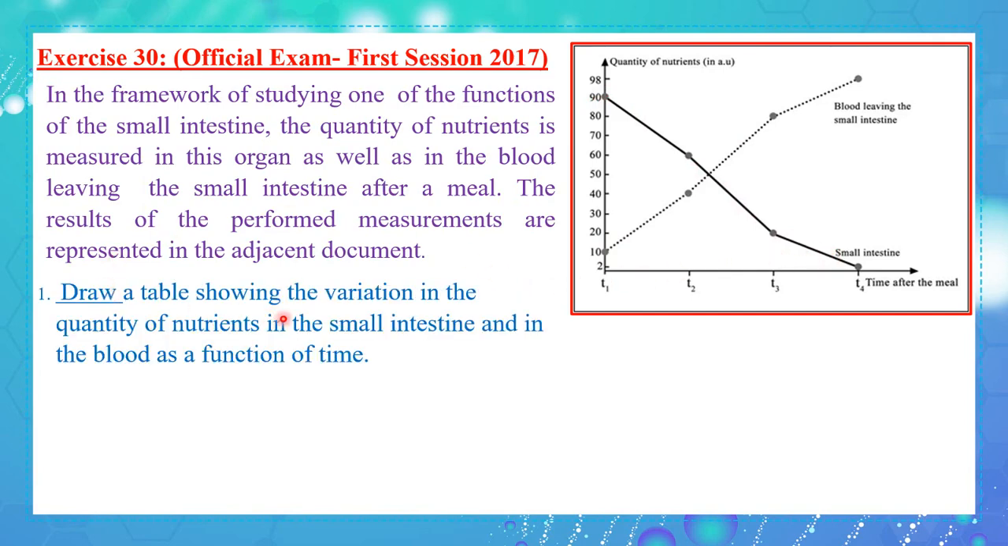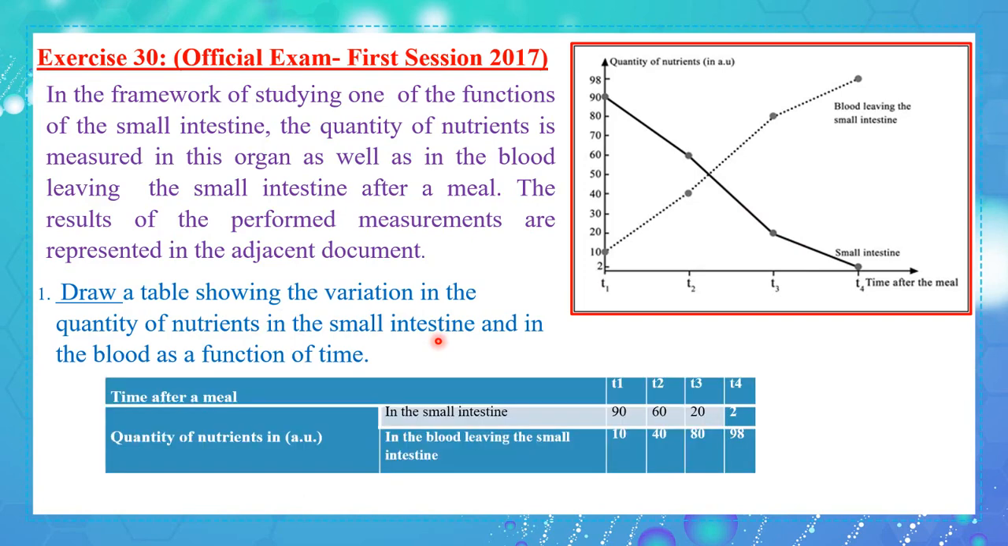Draw a table showing the variation in the quantity of nutrients in the small intestine and in the blood as a function of time. As a function of time means that time is the manipulated variable. You have to put all the times presented, time 1, time 2, time 3, and time 4. And the responding variable is the quantity of nutrients. There are two responding variables.